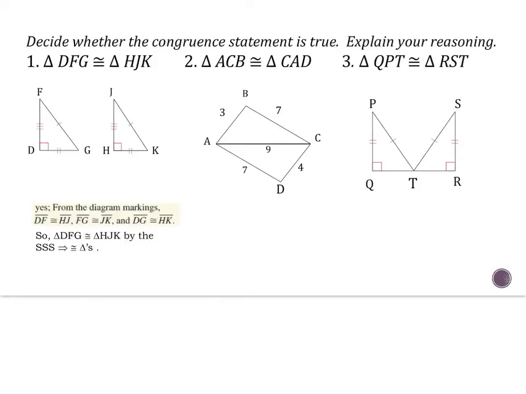From the diagram markings, side DF is congruent to side HJ, side FG is congruent to side JK, and side DG is congruent to side HK. And that is all 3 parts corresponding congruent. So triangle DFG is congruent to triangle HJK by the side, side, side implies congruent triangles theorem. Now you try number 2 and 3 by yourself. Pause the video and try on your own.